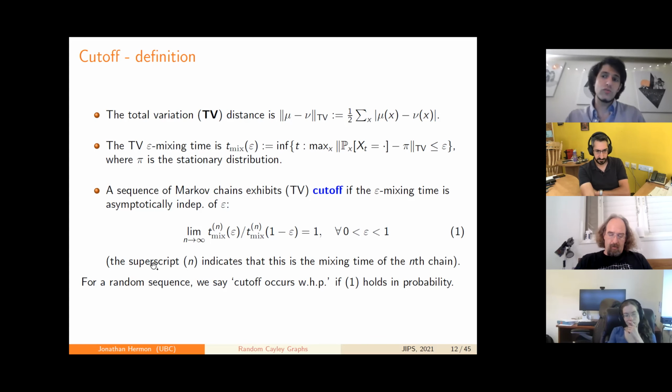Okay, so this makes sense when we talk about a given sequence of Markov chains, but we're going to look at random Markov chains because we're looking at random walks on random Cayley graphs. So we're going to talk about a slightly weaker notion of cutoff. We're going to talk about cutoff with high probability, which just means that equation 1 holds in probability. Okay, so the ratio converges in probability to 1. Okay, are there any questions about this definition?